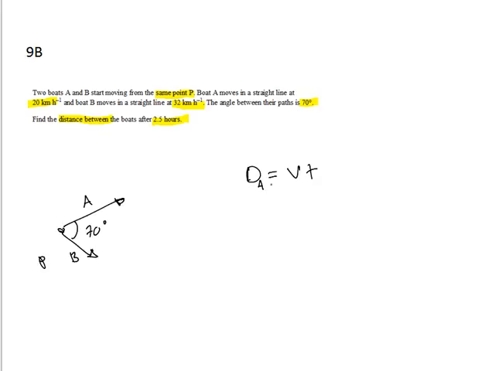So the distance for boat A should be equal to the velocity for boat A. That'll be 20 kilometers per hour times 2.5 hours. When we perform that calculation, we'll find that hours cancel, and we get 50 kilometers for boat A.